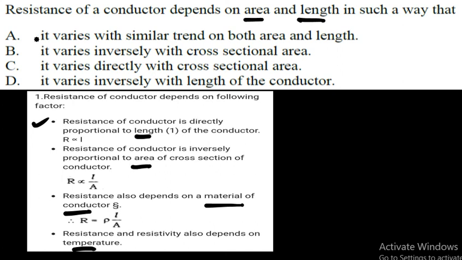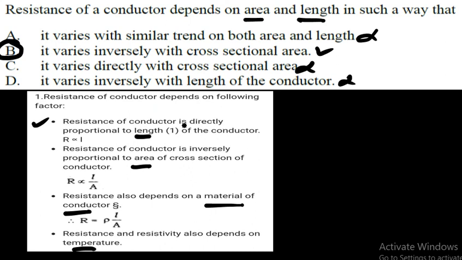Therefore, which one works here? A, it varies with a similar trend on both area and length. No. For length directly, for area inversely, as we said already. B, it varies inversely with cross-sectional area. Yes. C, it varies directly with the cross-sectional area. No. And D, it varies inversely with the length of the conductor. Not inversely, directly. Again, it fails. So the answer is going to be B.